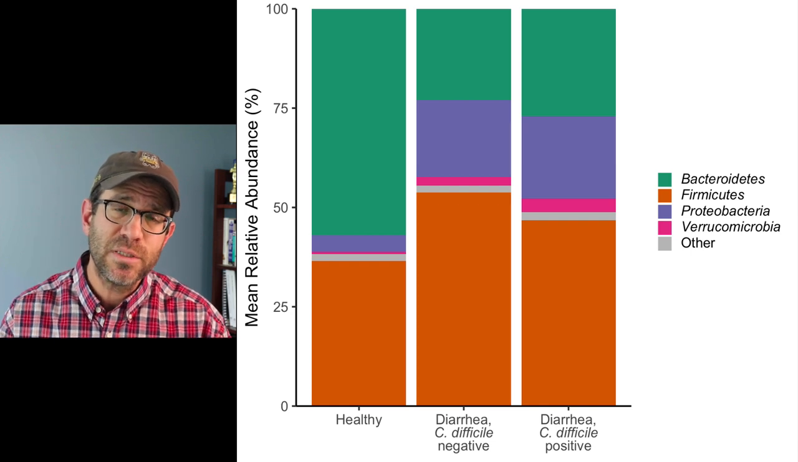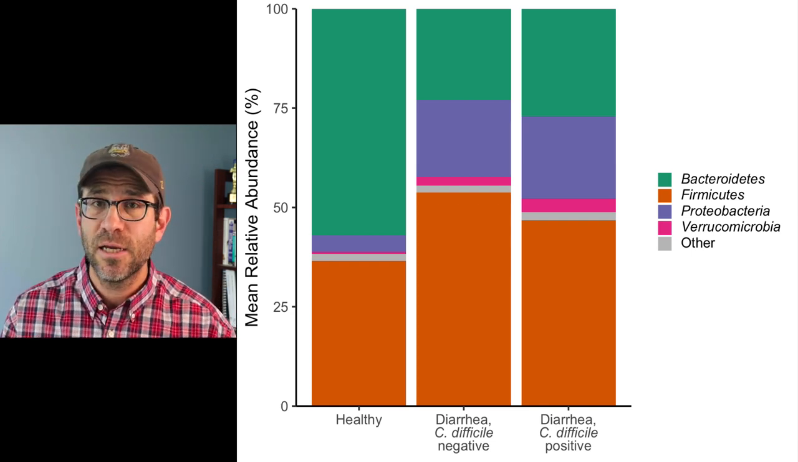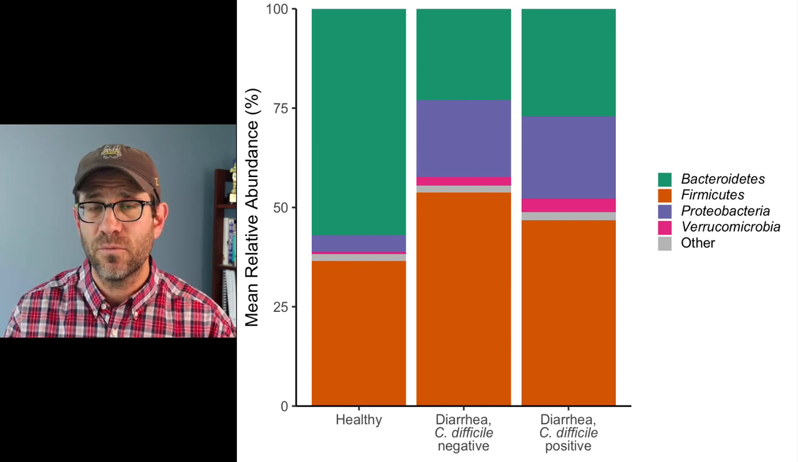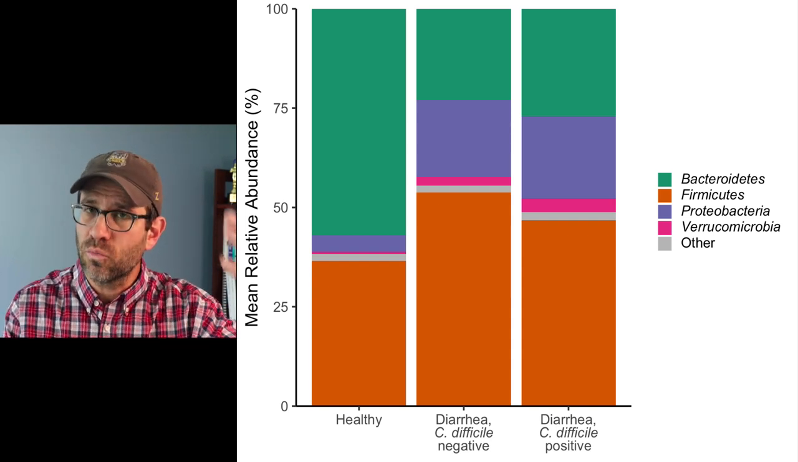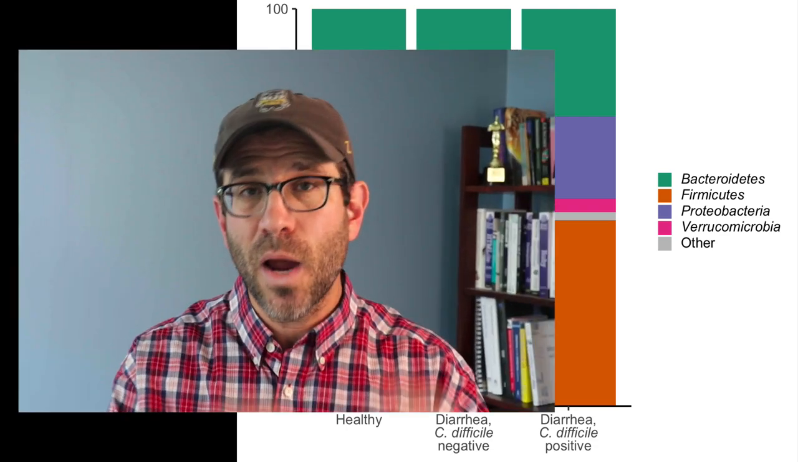The other challenge with stacked bar charts is that we don't get a sense of the variation in the data. Here we are representing the mean, the average relative abundance across a large number of subjects in the study, but I don't know how much variation there is. I don't know what the range is for these different phyla in the different disease status groups. Why am I going through all this?